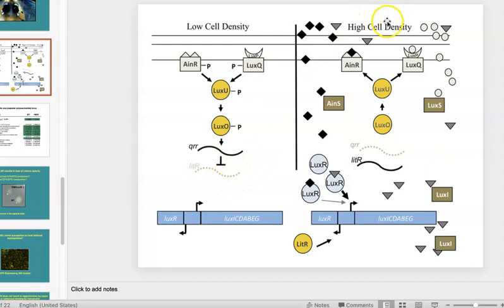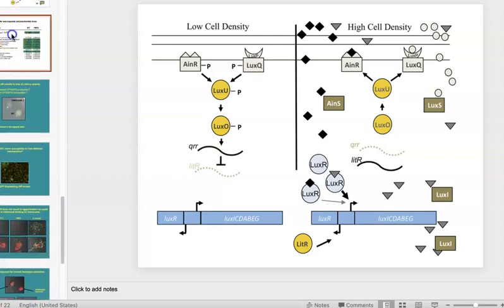Under high cell density, all these autoinducers get made, as I showed you before, and they bind to the receptors, AinR and LuxP and Q. There are two different kinds of autoinducer being made here. When that autoinducer is bound to the sensor here and the sensor here, that phosphorylation event is blocked. As a result, LuxO never gets phosphorylated, Qrr never gets made, and LitR does get made. So this messenger RNA does get made. It translates into LitR protein. LitR protein in turn activates LuxR, and then LuxR protein binds to autoinducer and activates the luminescence genes.